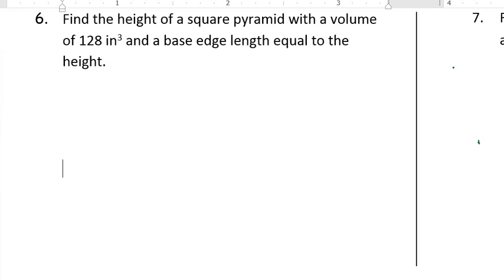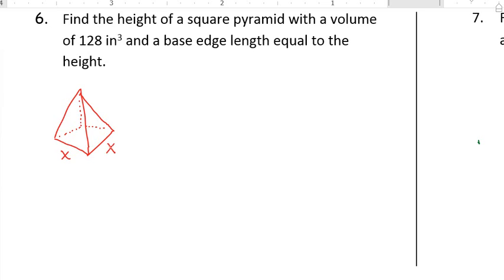Number 6, find the height of a square pyramid with a volume of 128 cubic inches and a base edge length equal to the height. Okay, so here I have a square pyramid, and notice that it says that the base edge length is equal to the height. So because it's a square, we know that the side lengths measure the same number, so I'm just going to call that side x.